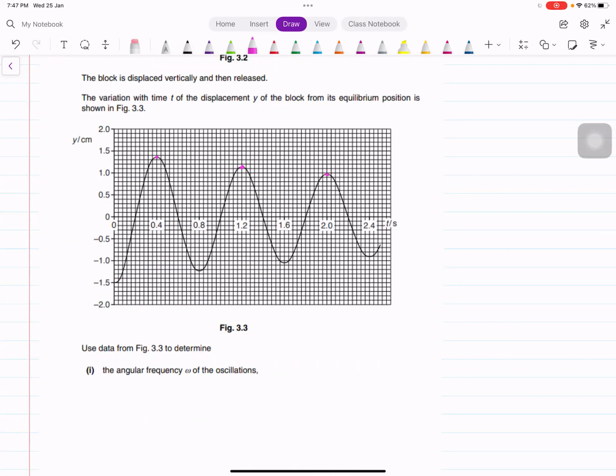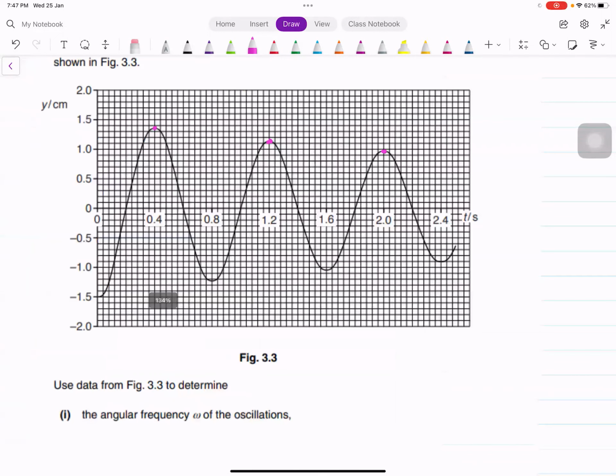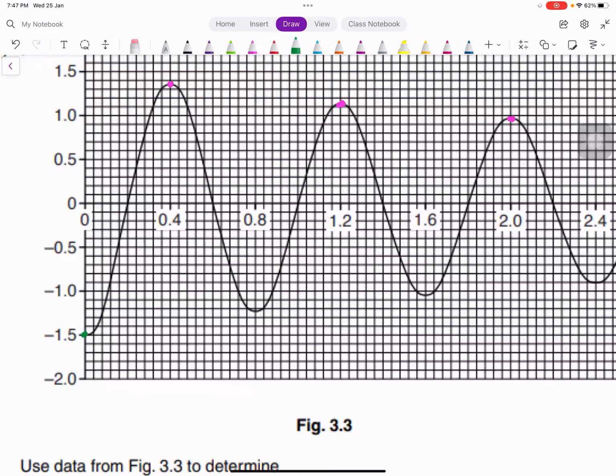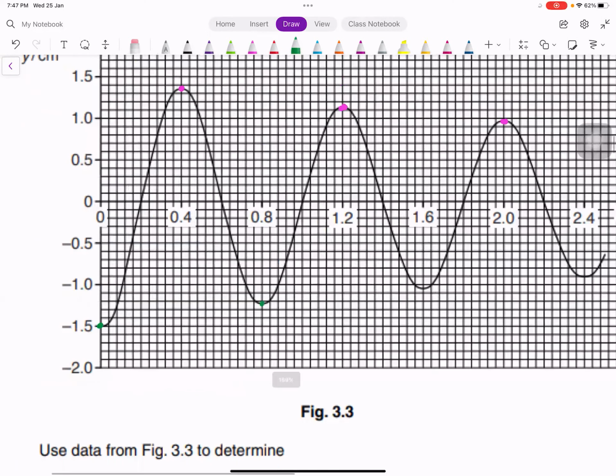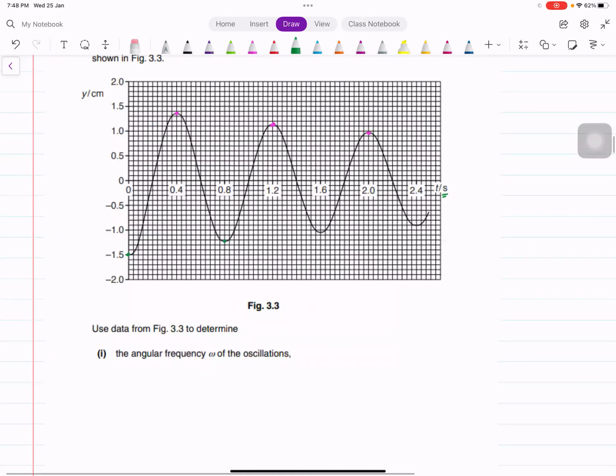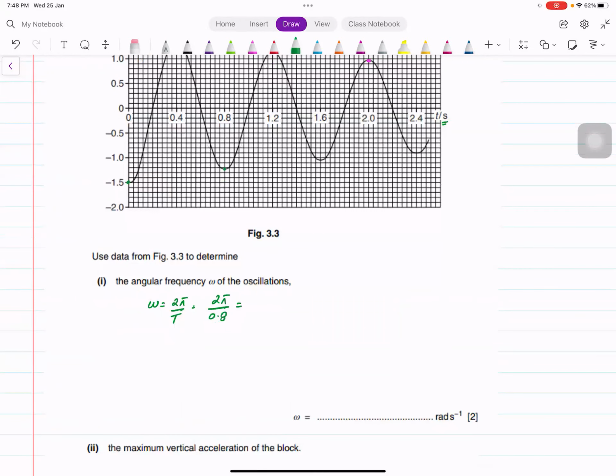To find the angular frequency, I would recommend that you take one trough or one crest. It's up to you. So one is 0, the other is 0.8, and check the units, it's seconds. So omega is 2 pi upon T. So 2 pi over 0.8. Please tell me what is that? 7.85. That is all? Really? Okay, cool. All right.